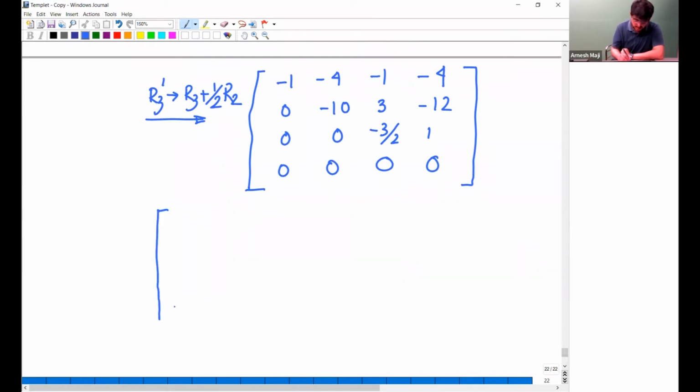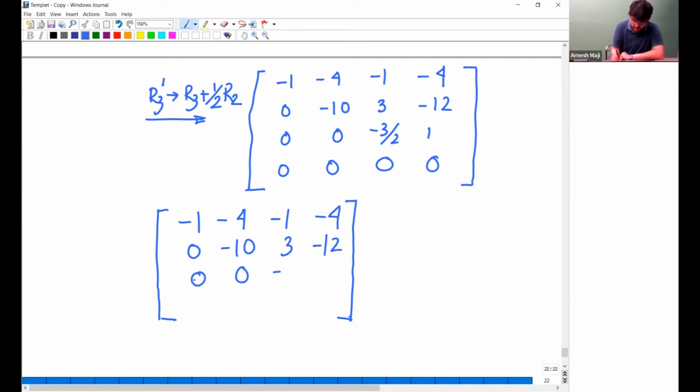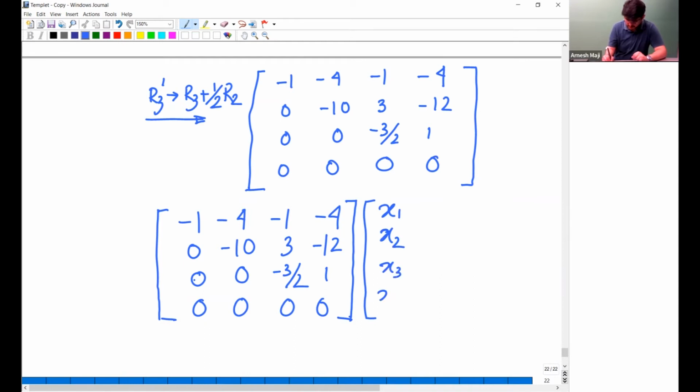Now this is the upper triangular matrix. We have reduced the A minus 2I matrix to an upper triangular matrix, and now we can use back substitution, as I demonstrated in the last class, to get the vector x. So this is the vector, we will find it out.